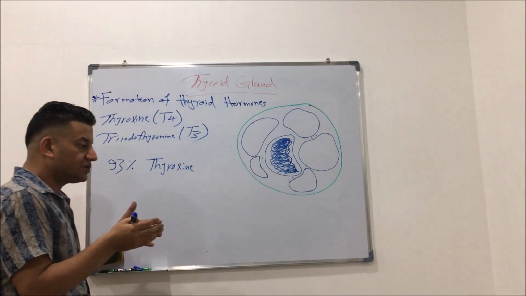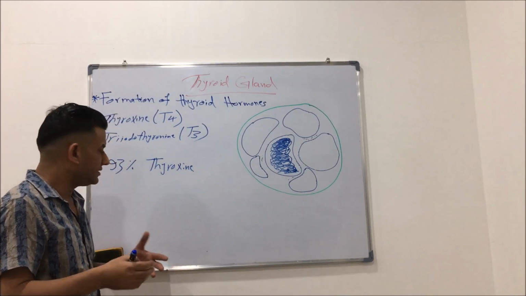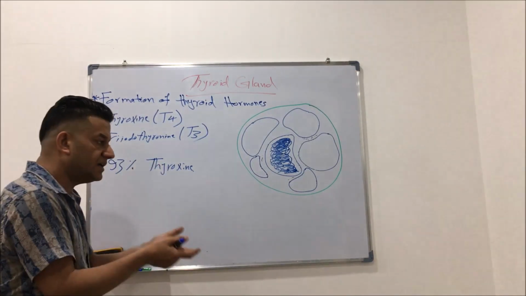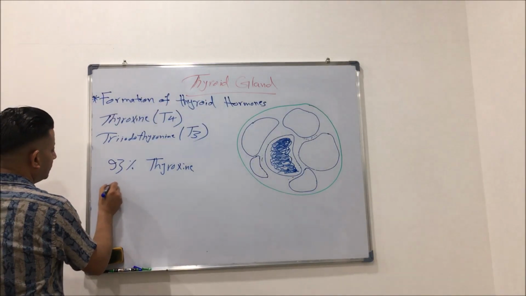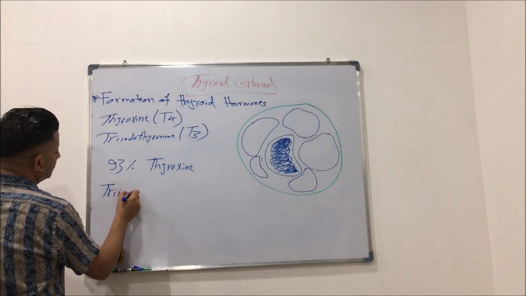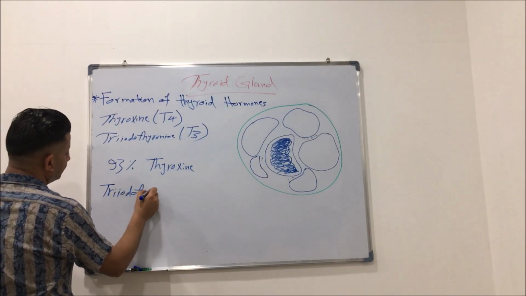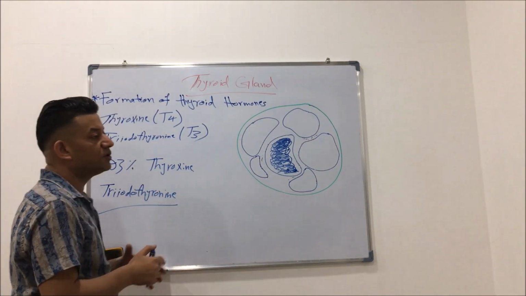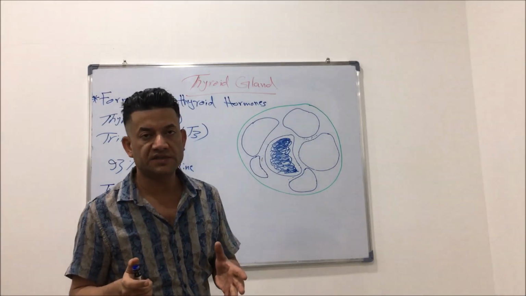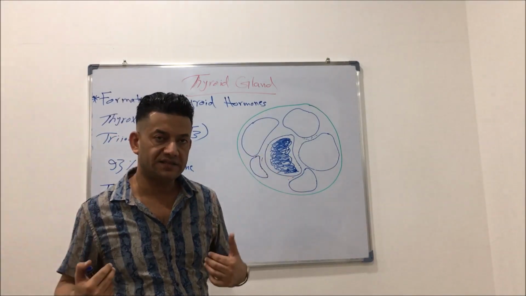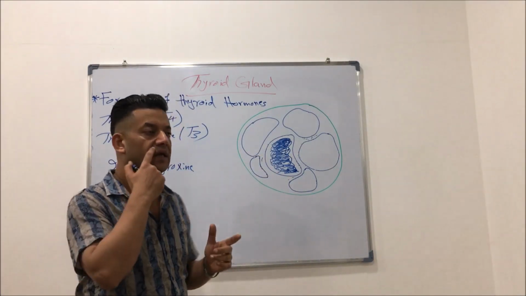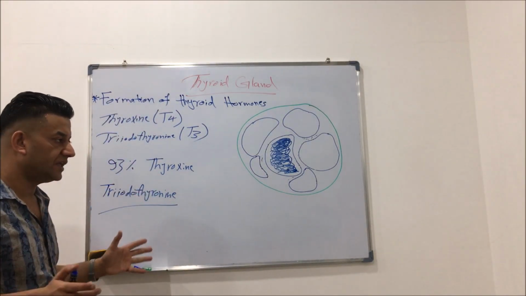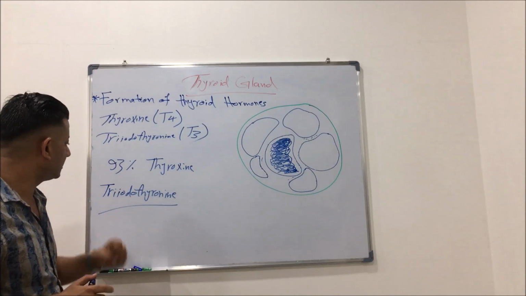But after minutes or even days, most of that thyroxine will be deiodinated to be converted into triiodothyronine. So, most of the thyroid hormones that are taken by the cells and exploited are what? Triiodothyronines. Most of them are triiodothyronines.